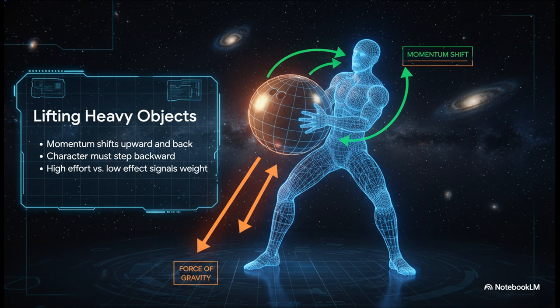Imagine a character trying to lift a super heavy bowling ball. They can't just stand perfectly straight. The action of pulling that heavy mass upwards and backwards creates momentum in that direction. So to avoid falling over, the character literally must step backwards to compensate for the sudden shift in their center of gravity. Plus, you have to signal weight through the relationship of effort and effect. High effort, like straining, leaning, shifting feet, combined with low effect, where the ball barely even moves, is what truly sells the illusion of immense mass.